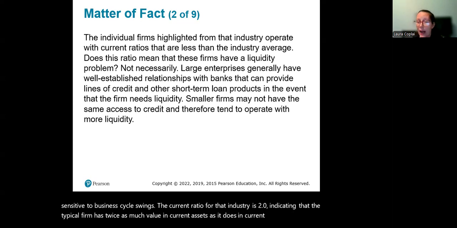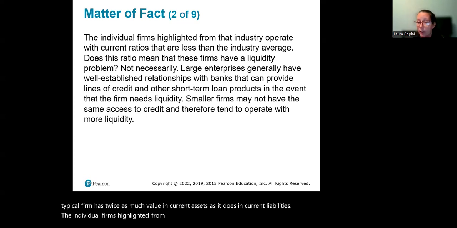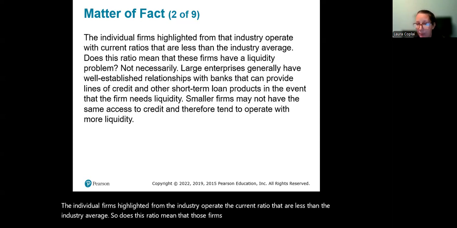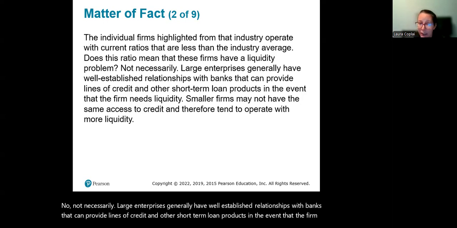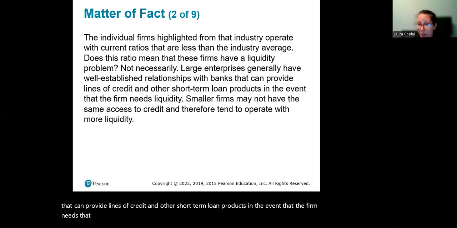The individual firms highlighted from that industry operate with current ratios that are less than the industry average. So does this mean that those firms have a liquidity problem? No, not necessarily. Large enterprises generally have well-established relationships with banks that can provide lines of credit and other short-term loan products in the event that the firm needs that liquidity. Smaller firms may not have that same access to credit and therefore tend to operate with more liquidity.